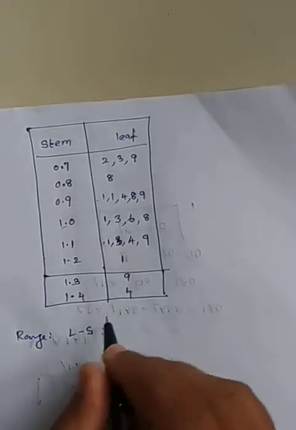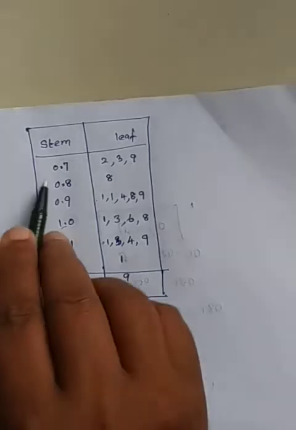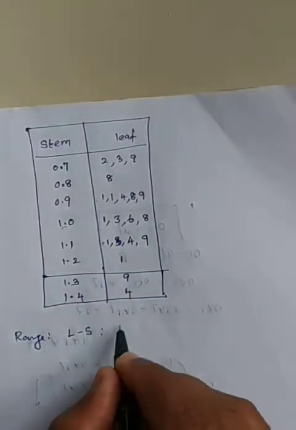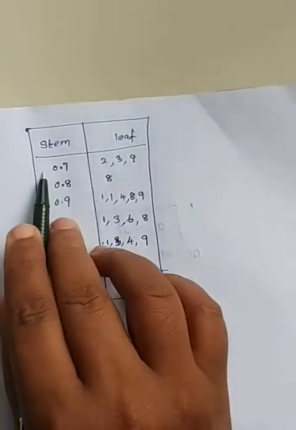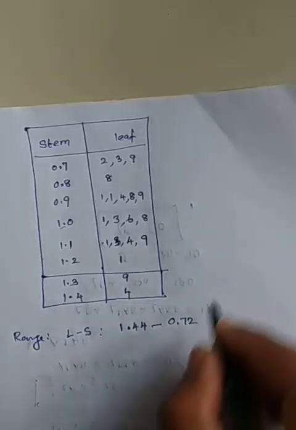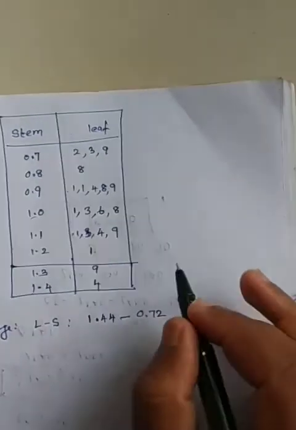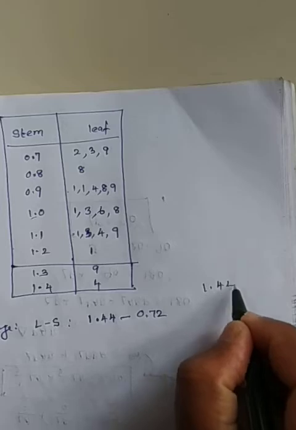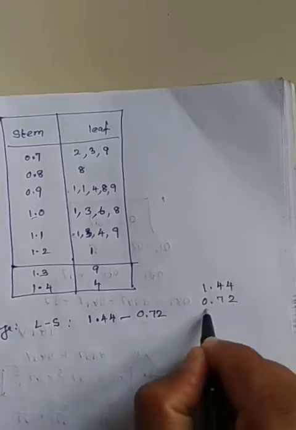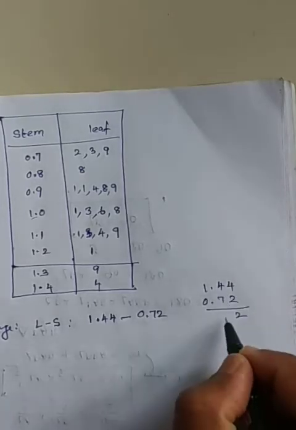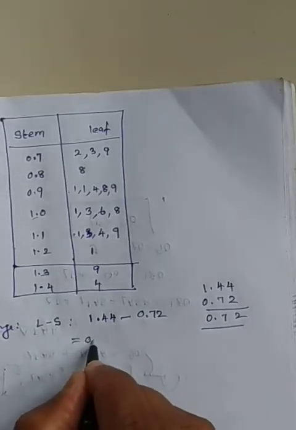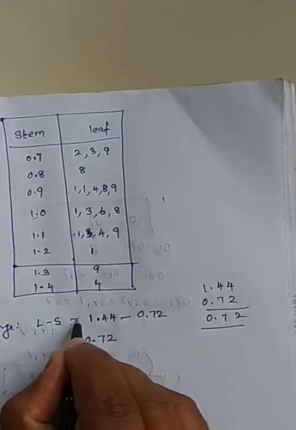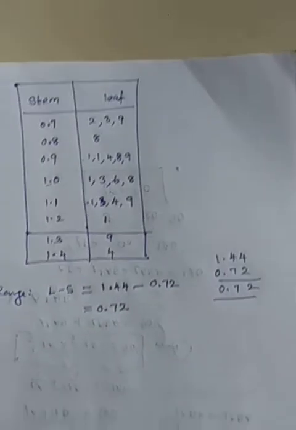Range is what? Largest minus smallest, L minus S. What is the largest value? 1.44. Minus the smallest value, 0.72. Subtract. You can use a calculator also, it's not an issue. So 4 minus 2 is 2, and 14 minus 7 is 7. So the answer is 0.72. The range here is 0.72. That's the value for range.